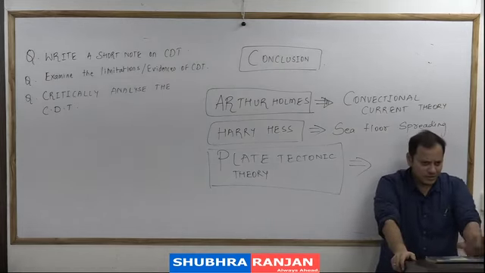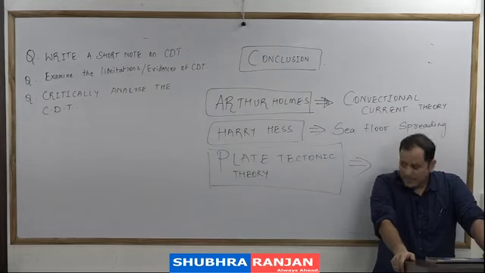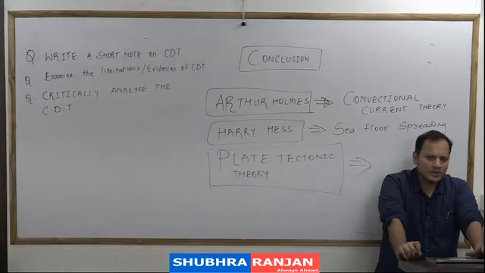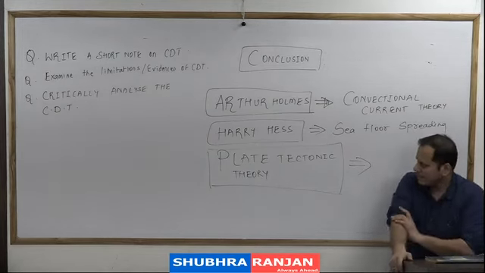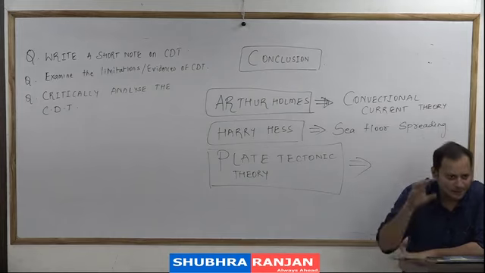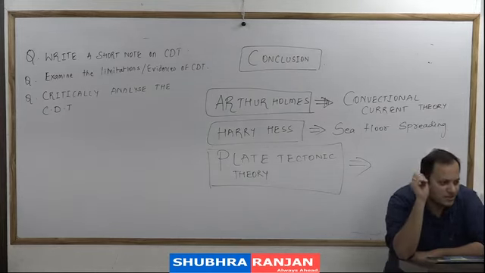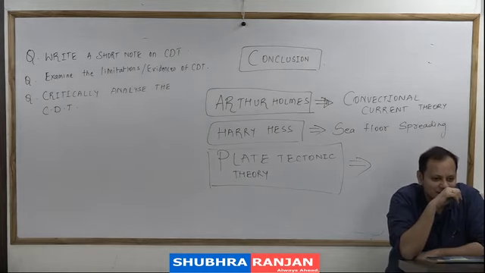Simple, they can ask you to write a short note on the continental drift theory. Yeah, in 200 words. They can ask you specifically to examine the evidences. Yeah, point out the limitations of the continental drift theory. And the third question can be to critically analyze the continental drift theory. So if the question is question number 1, tell me the structure of this question. What will you write? Write a short note on the continental drift theory.